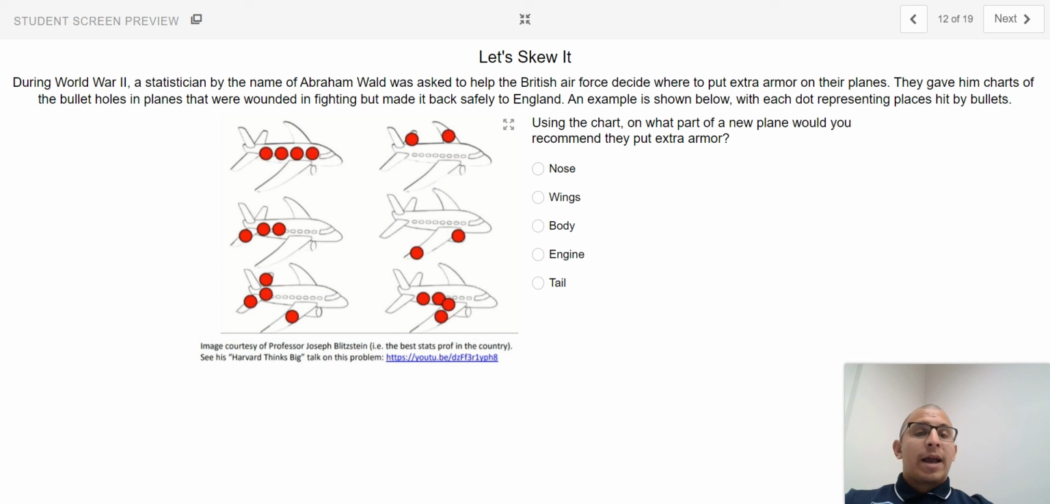And we arrive at our skew with our gentleman, Mr. Abraham Wald. Once more, he decided to help the British Air Force decide where to put extra armor on their planes, and they provided him with charts of bullet holes in the planes that were wounded and fighting but made it back safely. So I've given you some examples below, with each dot representing places hit by bullets. Using the sampling techniques, where on the chart would you recommend putting extra armor?